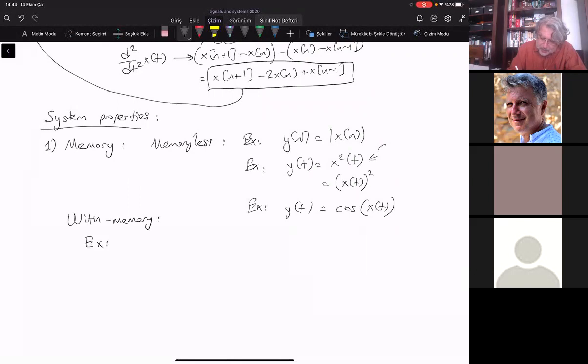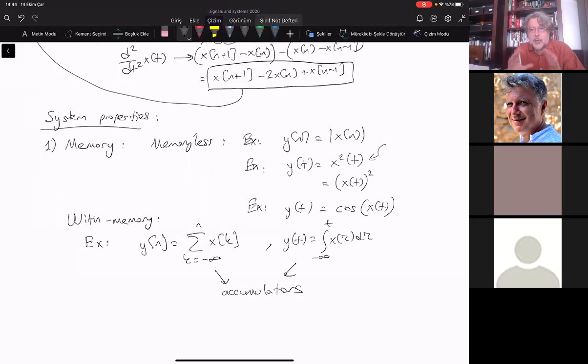And a typical example is y[n] is equal to the sum over k from minus infinity up to n of x[k]. Or in continuous time, let me also write the continuous version of it. y(t) is equal to the integral from minus infinity to t of x(tau) d tau. These are accumulators. They accumulate all the values from minus infinity up to the time instant. Everything is added.